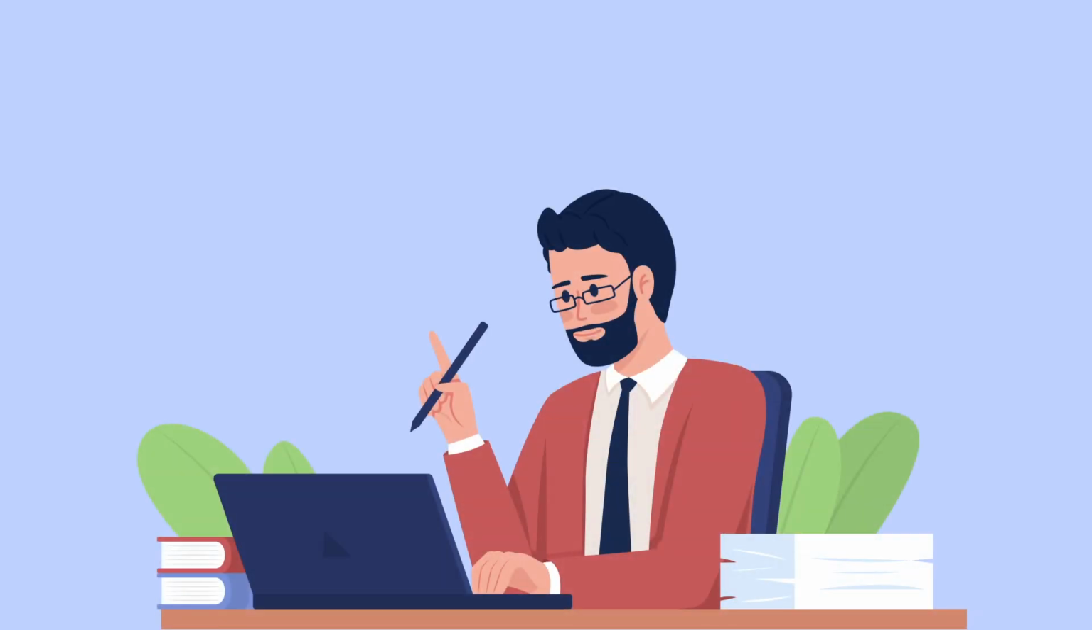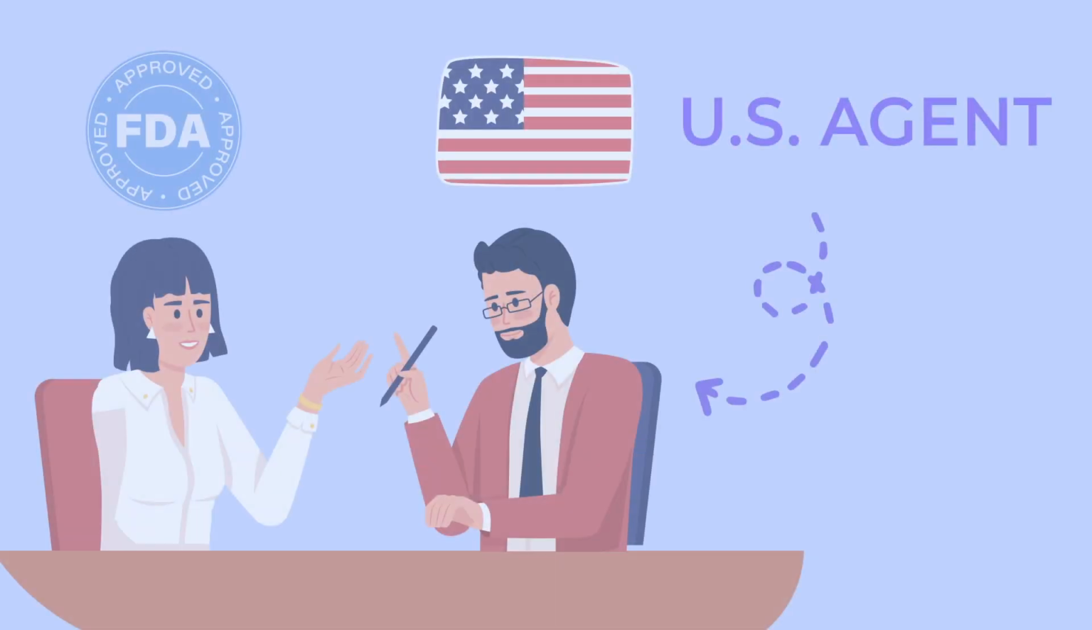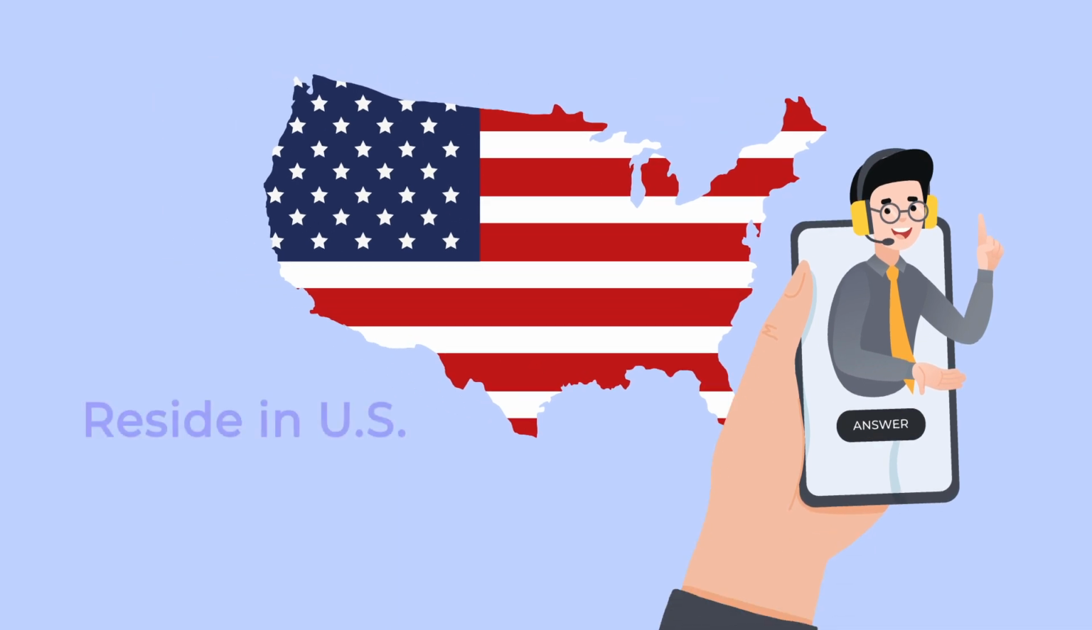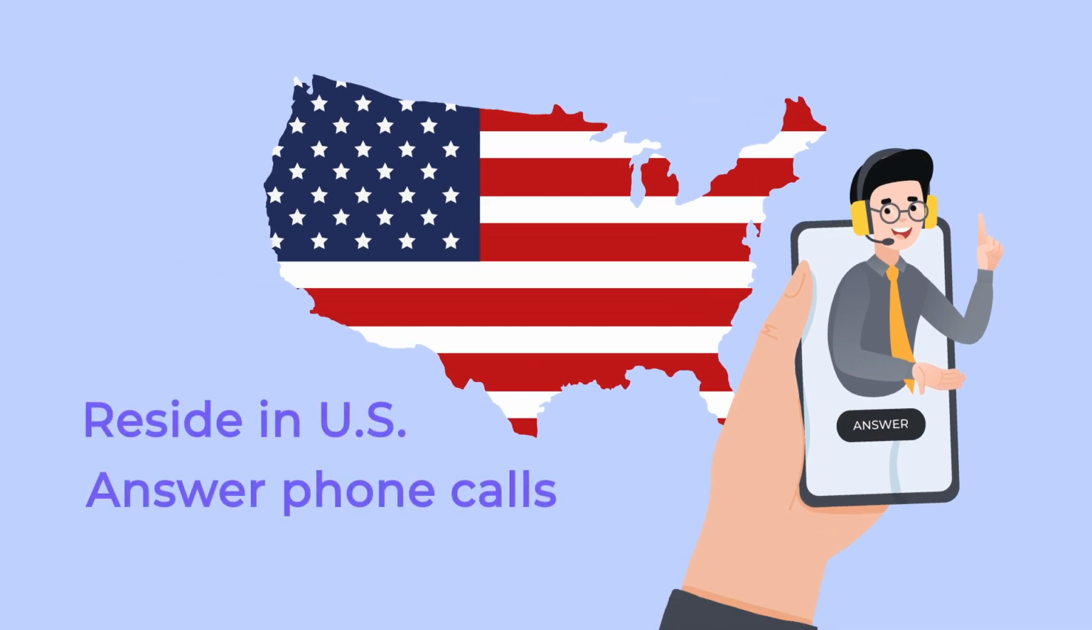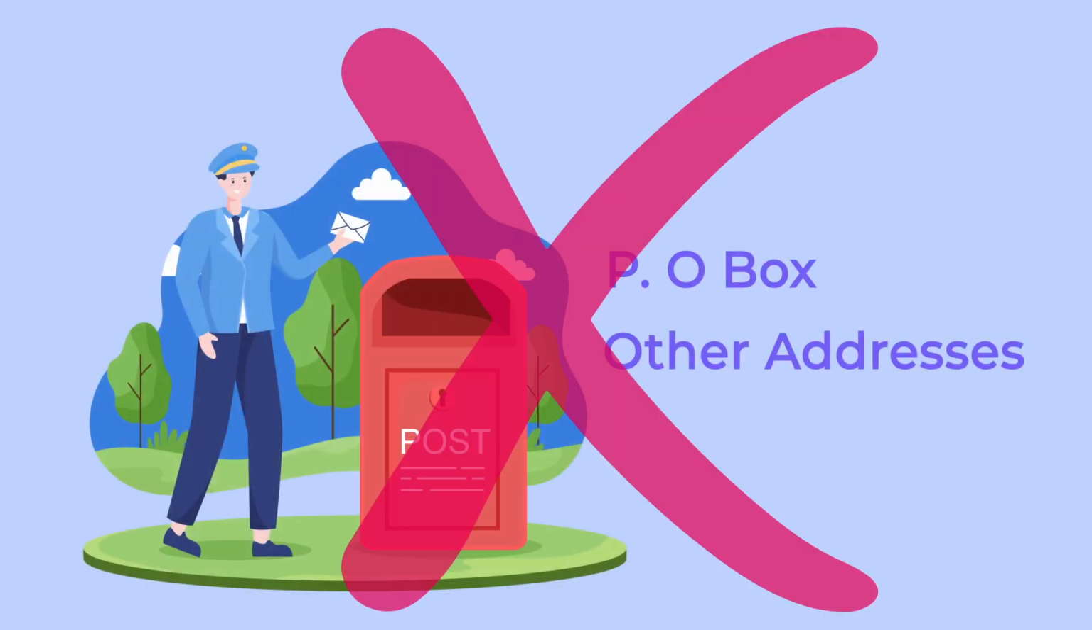In addition to this information, foreign establishments must identify a U.S. agent and provide information about their U.S. agents as well. The U.S. agent is the point of contact with the FDA and is responsible for communicating with them. The U.S. agent must reside in the U.S. and be available to answer phone calls during business hours. A P.O. box or other address only is not acceptable.